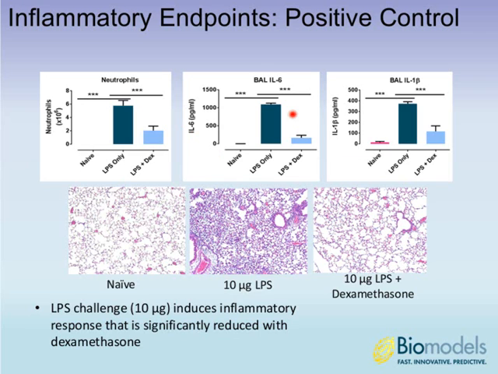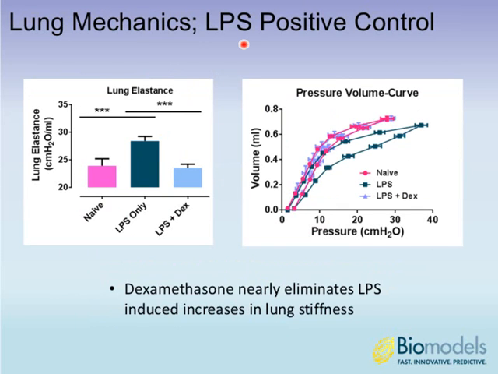And in this case, we looked at IL-6 and IL-1 beta again, and we saw that the cytokines generally followed the inflammatory cells. At the bottom here, you can see some of the histology results. We have the naive, and LPS treatment. You can see severe inflammation, a lot of inflammatory cells here. And this was, to some degree, reduced with dexamethasone treatment. For our positive control, we looked at lung mechanics and pressure volume curves here. And on the right, you can see, again, LPS induced a very significant rightward shift in the pressure volume curve, and this was almost completely eliminated with dexamethasone treatment.